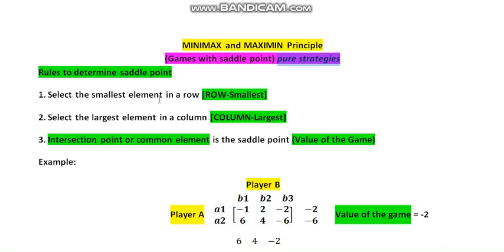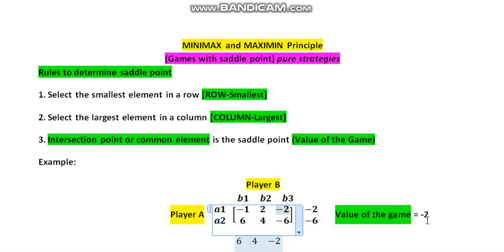Always remember these three steps: smallest among the rows, largest among the columns, and the intersection point. Or the other way I just told you about: the largest among the smallest and the smallest among the largest. They will intersect at a point, and that point of intersection gives us the value of the game or the point of equilibrium. So it is minus 2.